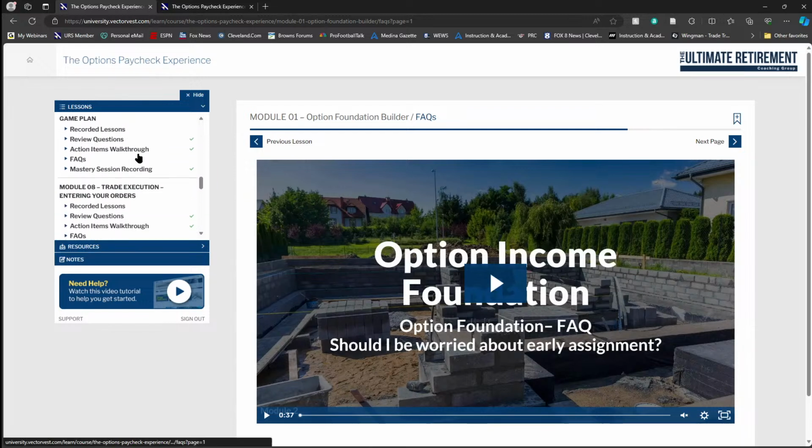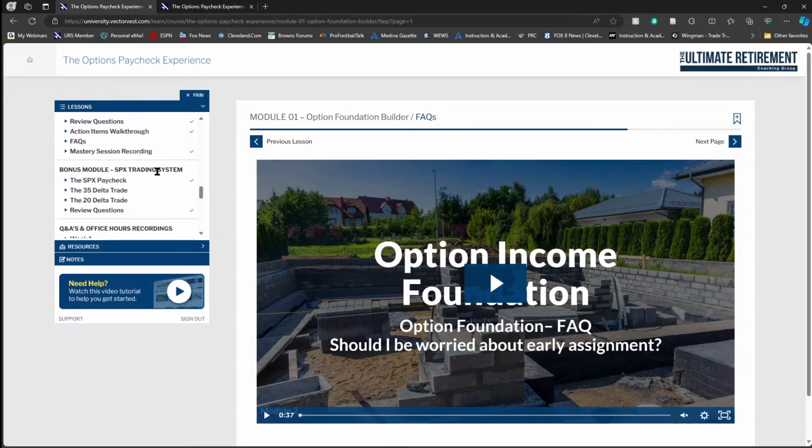Below the 8th module is that SPX bonus system we talked about. Now, if you're the kind of person that wants to learn a system right away, I would encourage you to learn the 35 Delta trade. That's a very popular trade. It's also the trade that I take on a weekly basis. It's very simple to do. No repairs. Everything's pretty simple.